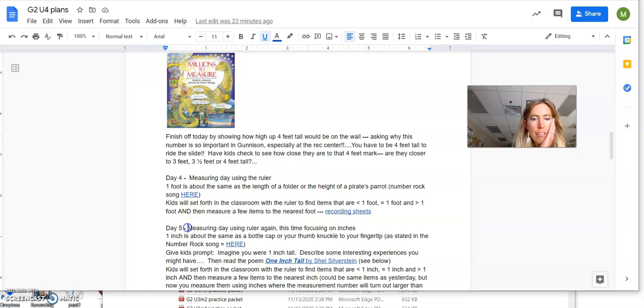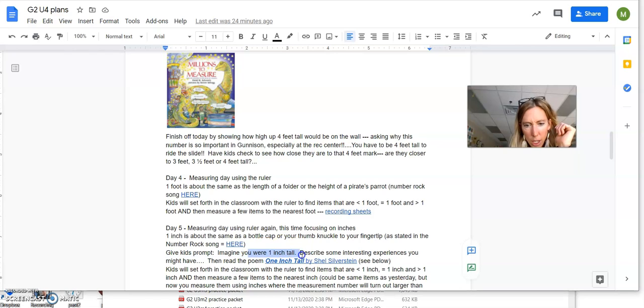So then come day 5, you're going to use the ruler again, but now we're going to focus on the inches side of the ruler. So now, how big is an inch? What things in the classroom are about 1 inch? The song says it could be a bottle cap or your thumb knuckle to your fingertip, 1 inch.